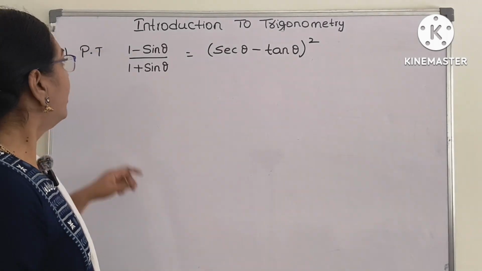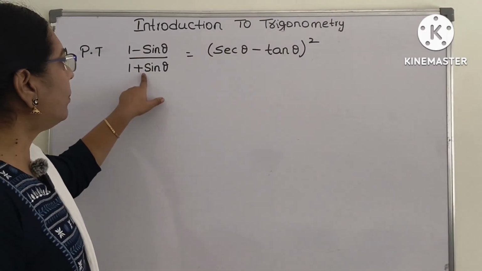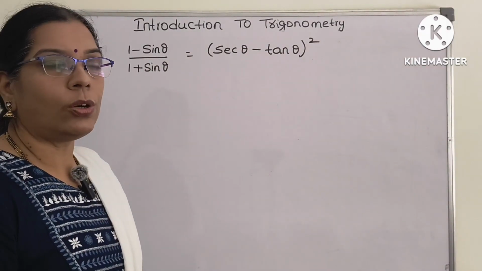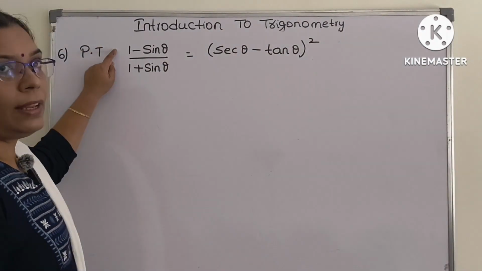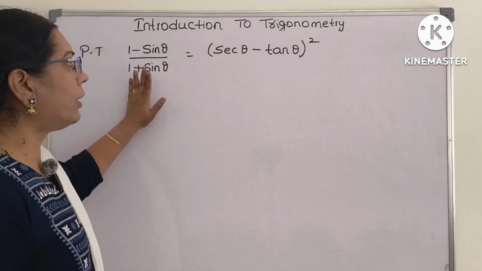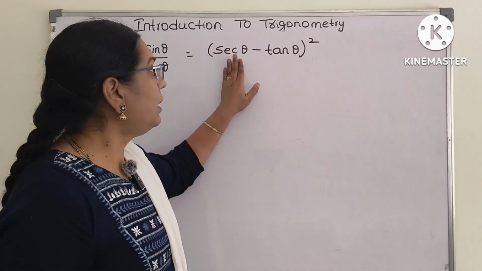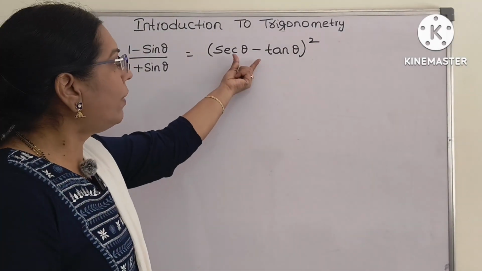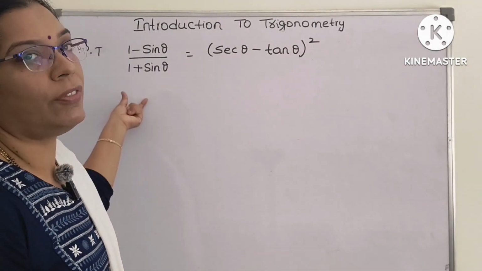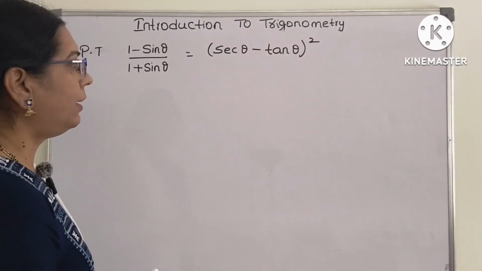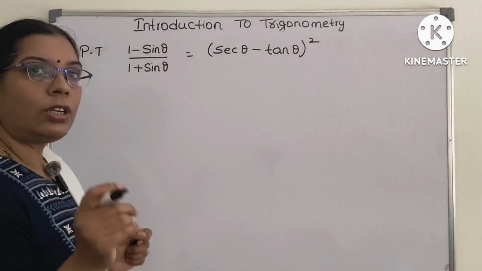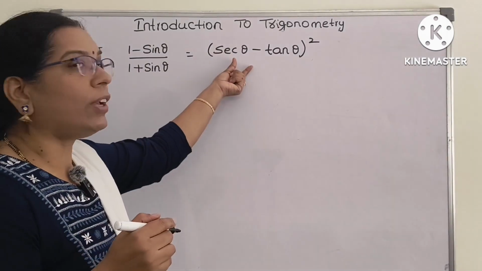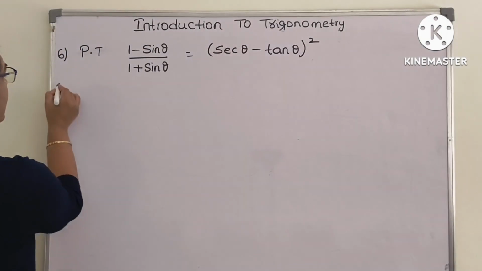The next sum, children. Prove that 1 minus sin theta by 1 plus sin theta is equals to secant theta minus tan theta whole square. Now, look at LHS. LHS is in simpler form. Okay, we will leave it. Come to RHS. Yes, I can convert the RHS into simpler terms. So first what I will do, now I will simplify RHS and check whether we will arrive at LHS. This is the next tip. If you cannot simplify the LHS, you can see if you can simplify the RHS and arrive at LHS.